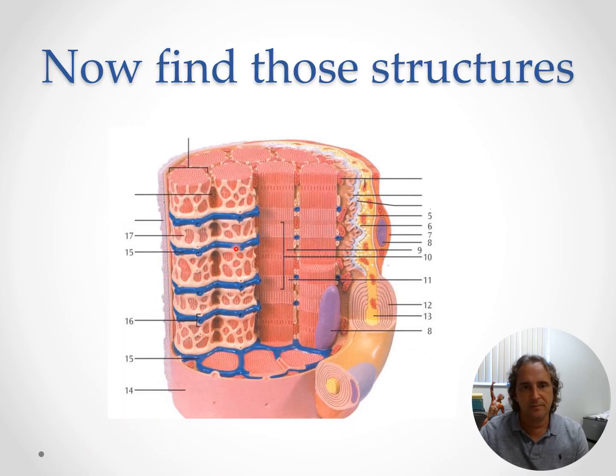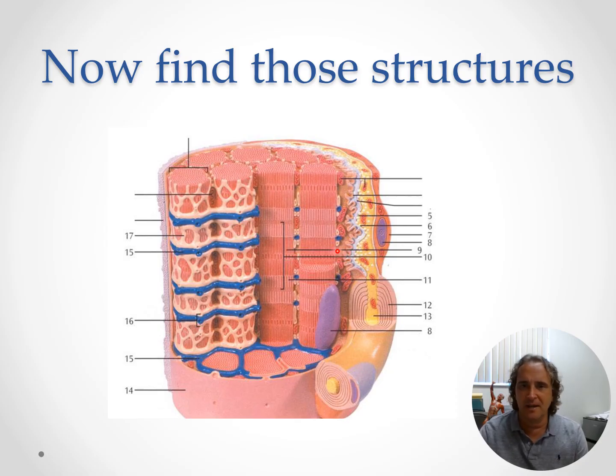So T-tubule, terminal cisternae, sarcoplasmic reticulum, you see the dark and the light bands. What's the middle line called? What's this zigzaggy line out here? What's the A band?